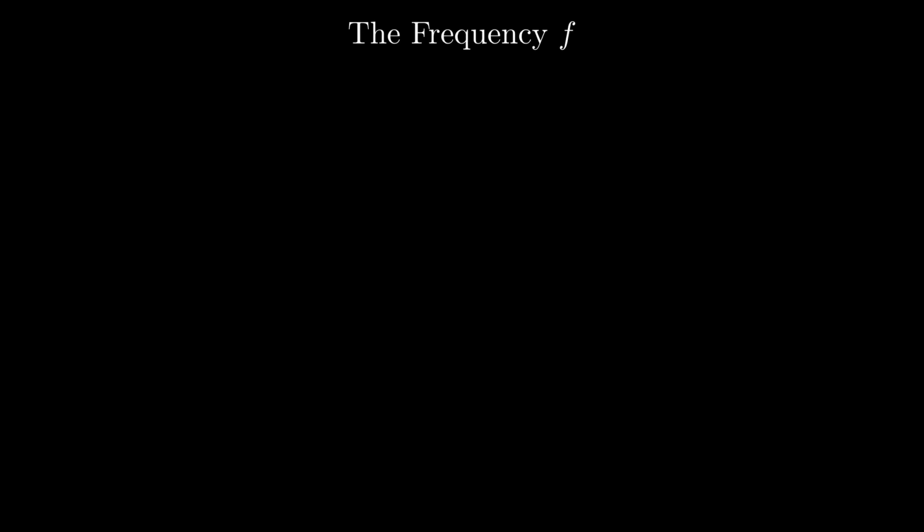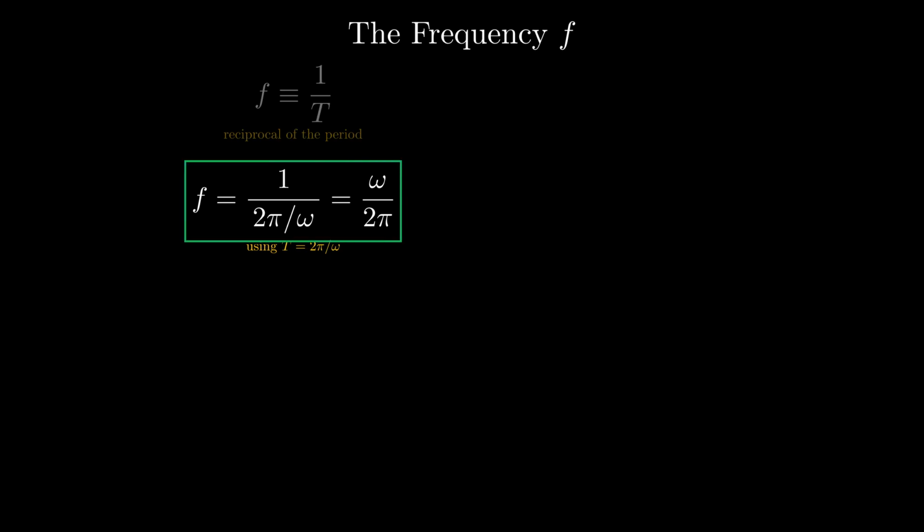Closely tied to the period is the frequency, lowercase f. The frequency is defined as the reciprocal of the period. f equals 1 divided by T. It counts how many full orbits happen each second. Since the period equals 2π over ω, the frequency equals ω divided by 2π. The SI unit of frequency is the inverse second, which we name the hertz. 1 hertz is 1 cycle per second.